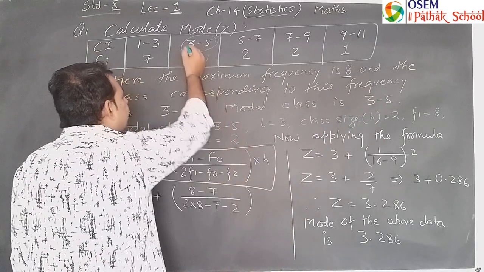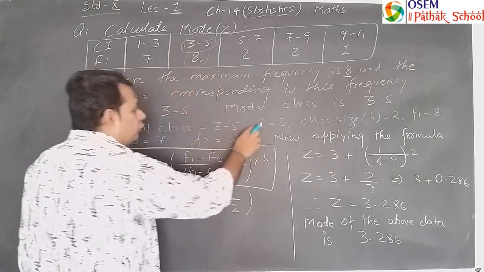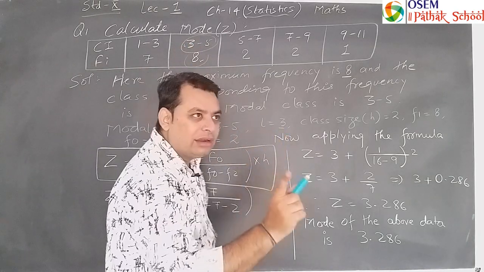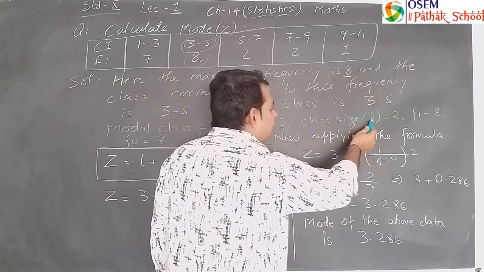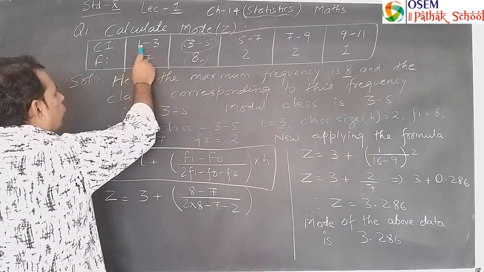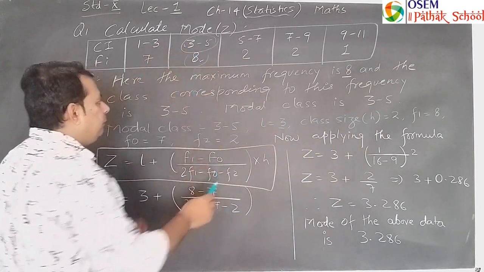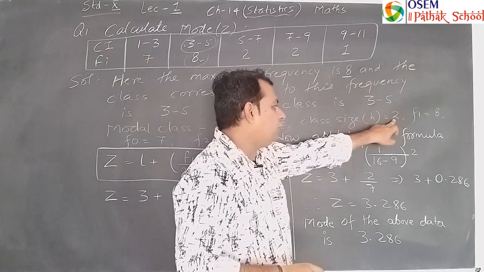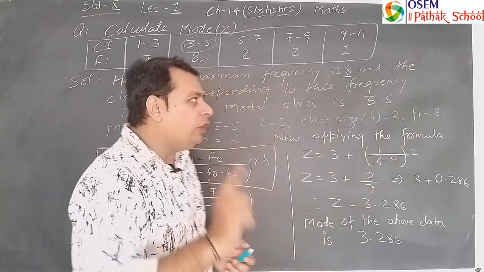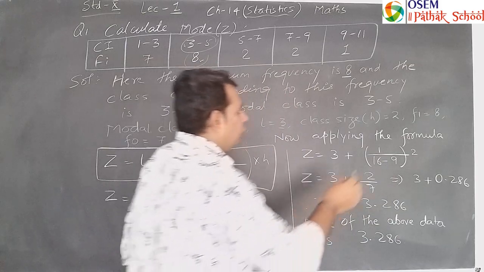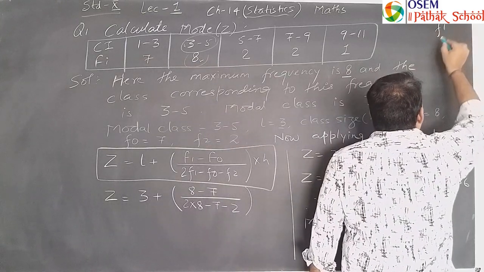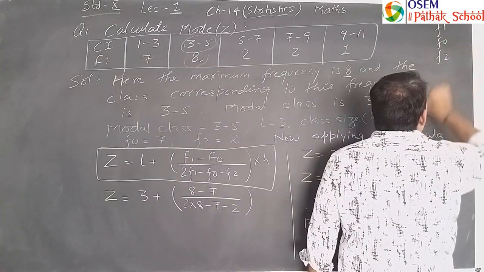Now for the modal class 3 to 5, l will be considered. So I have written l is 3, the lower class limit. Class size, that is h. What is the gap? 1 to 3, 3 to 5. The gap is 2. So I have written down h is 2. f1. Now you have to remember f1. Now look at over here: f1, f0 and f2.